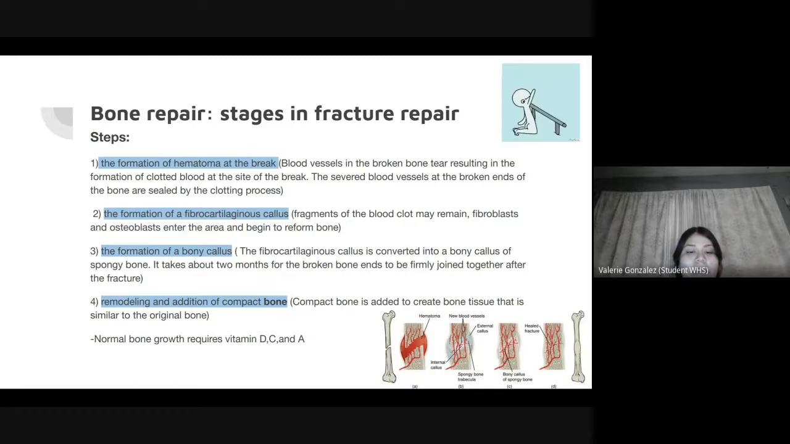3. The formation of a bone callus. The fibrocartilaginous callus is converted into a bony callus of spongy bone. It takes about 2 months for the broken bone ends to firmly join together after the fracture. 4. Remodeling and adding of compact bone. Compact bone is added to create bone tissue that is similar to the original bone. Normal bone growth requires vitamins D, C, and A.